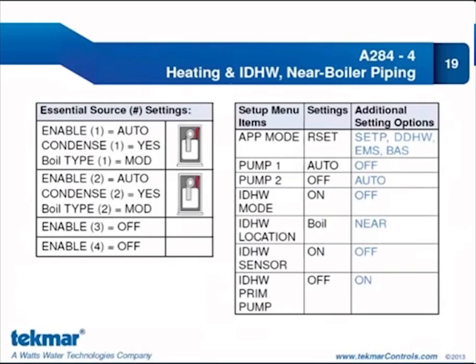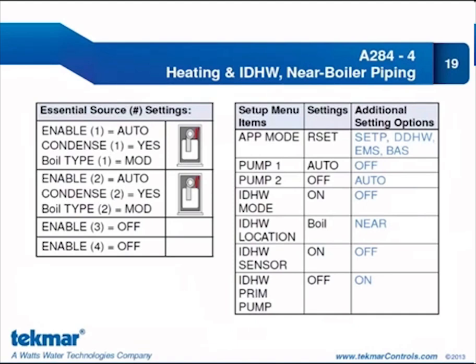These are the essential settings for application 4. Starting with the source menus for each boiler. We have two boilers, so we enable both of those boilers by selecting auto. Are they condensing? Yes, they are. What is the type? They are modulating. Boiler 1 and boiler 2 are the same. They are configured in exactly the same way.